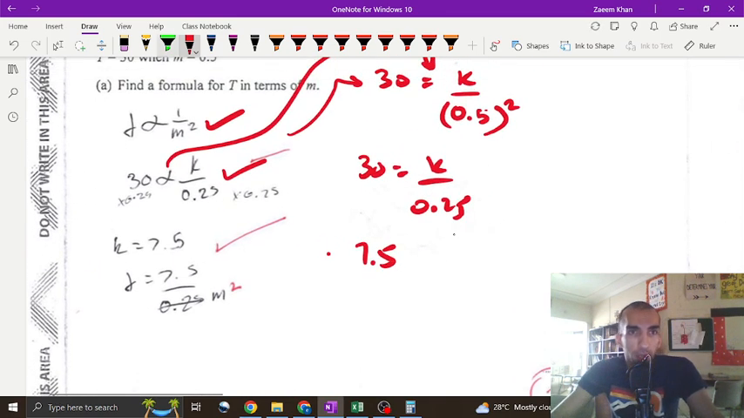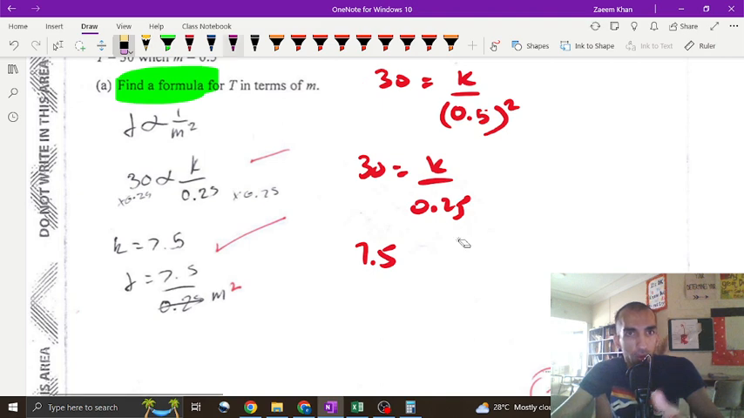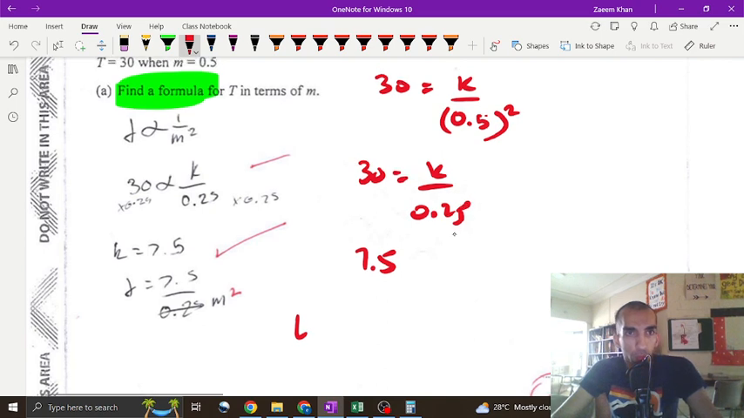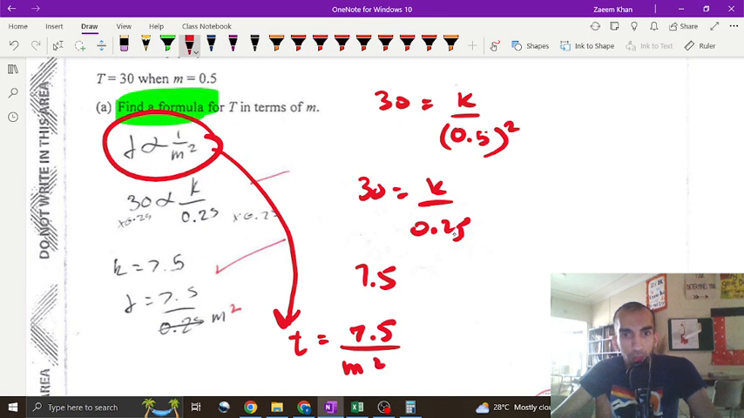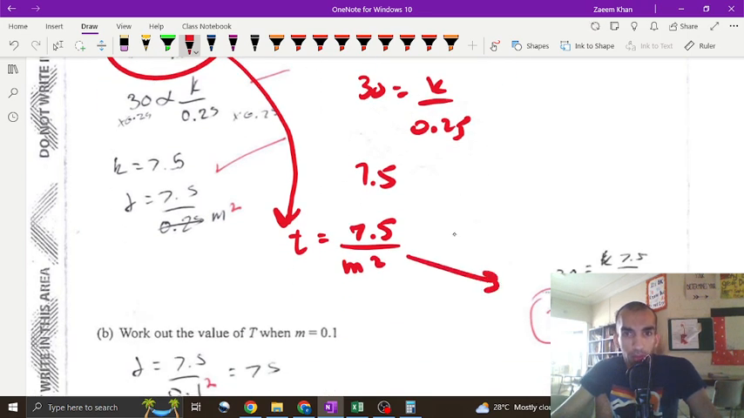Oh, now you were supposed to write a formula for t in terms of m. What do you think the formula is going to look like? For now, you've just written the answer for k. Any idea what the formula is supposed to look like? No? Not really. Alright, no problem. Well, you've already figured it out. This is supposed to come down over here. t is equal to k, which is 7.5 over m square. This was supposed to be your final answer.